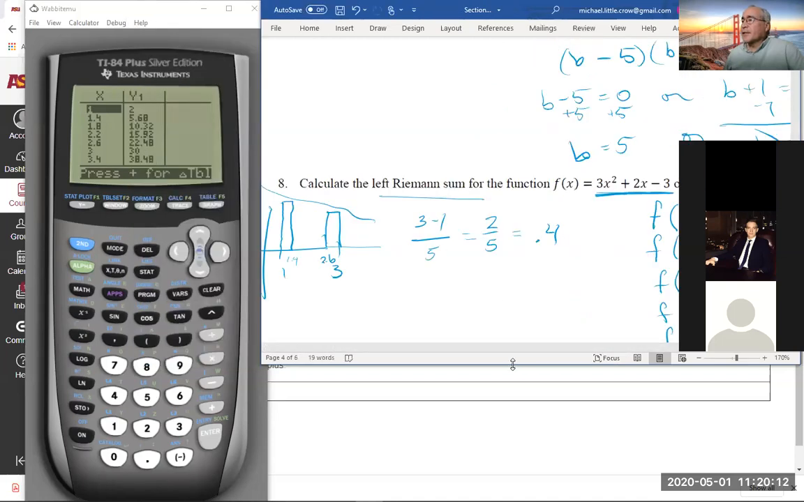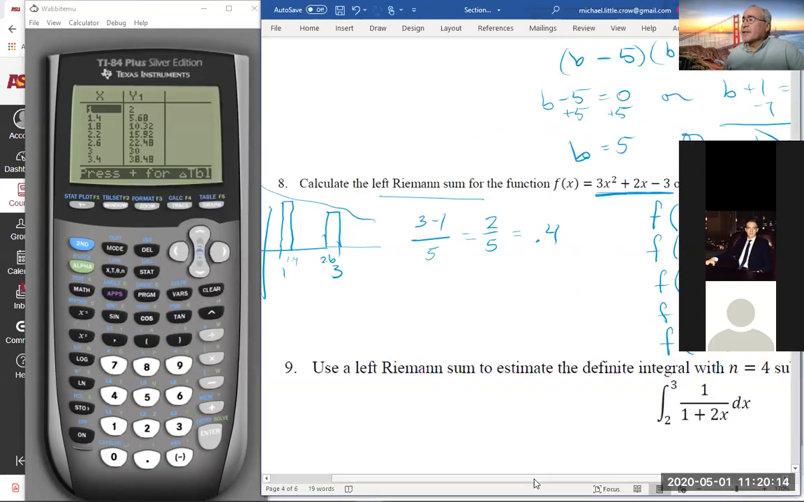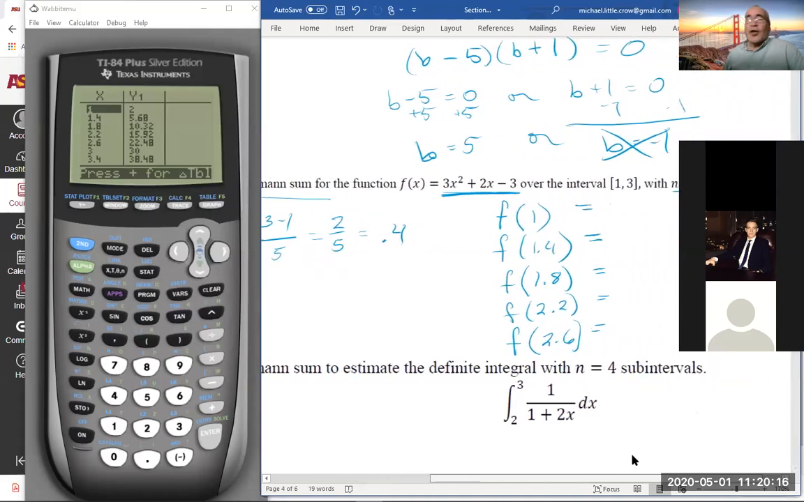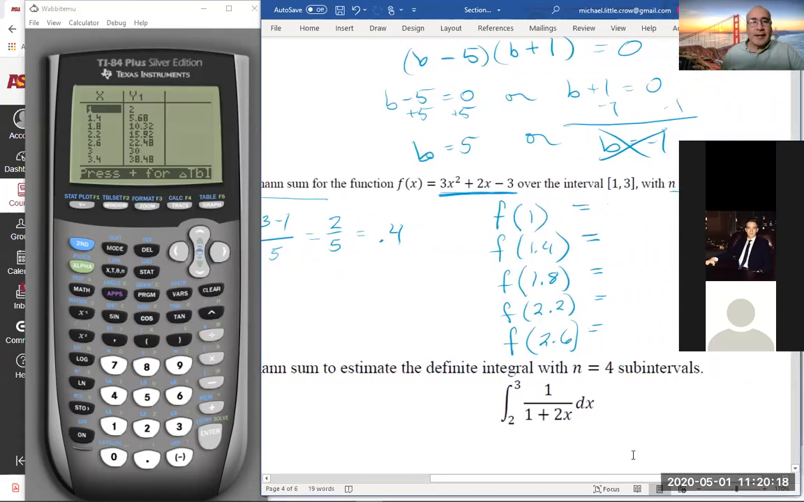Excuse me, Professor. So we never include the last value, right? In this case, 3. Correct, because we're doing the left-hand side, so we're doing the left-hand side of that box. Got it, thank you. Good thing to know.